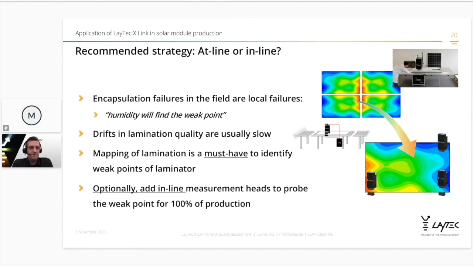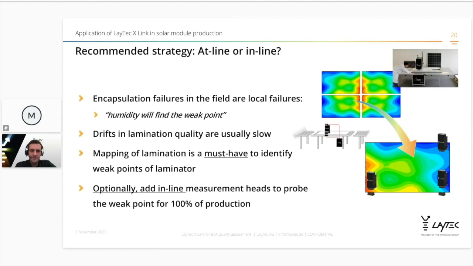maybe once per shift or maybe several modules per shift or once per day, but do measure one full map every once in a while. Give this feedback to your production, tune your laminator to make sure that you have a homogeneous distribution. And this is much more important than having an inline measurement where you would have to decide how many and which points to actually measure.